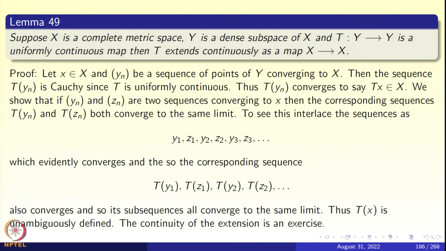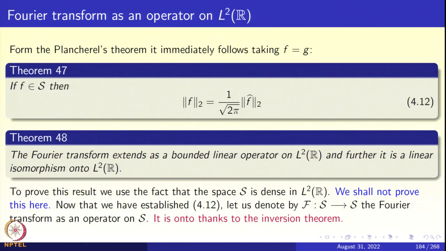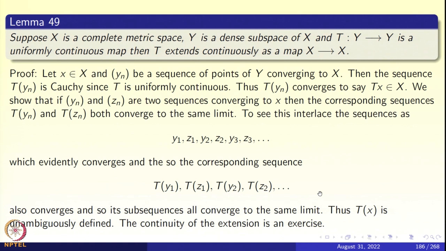So we want to prove lemma 4.9. Once we prove lemma 4.9, then we would have established theorem 48. And this equality 4.12 will continue to hold by the density argument, by the density of S in L2. So let's prove the lemma. We need to define T as a map from X to X. So take an element little x in capital X.